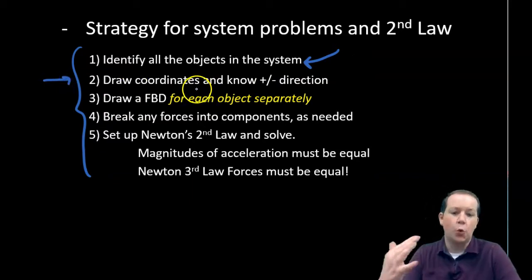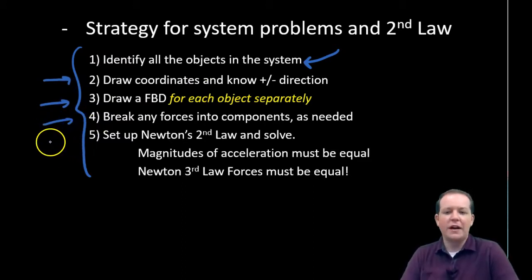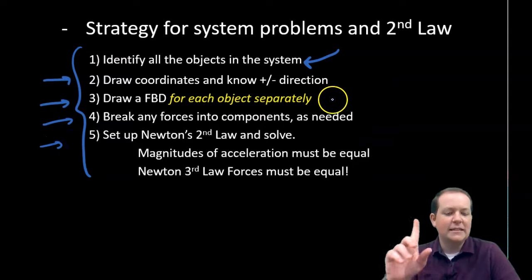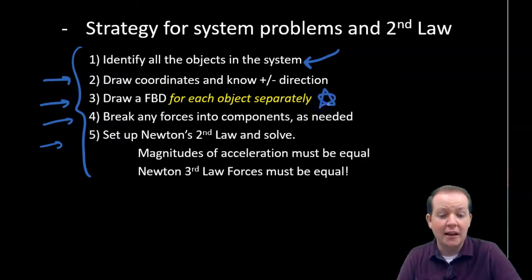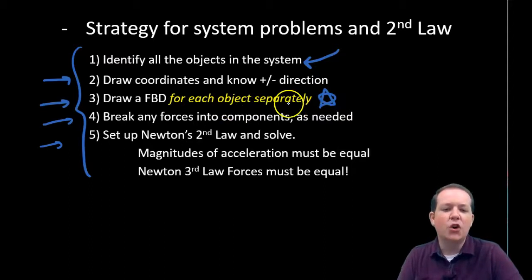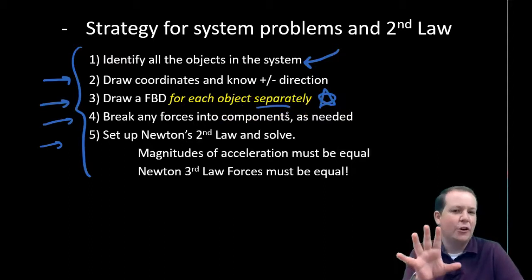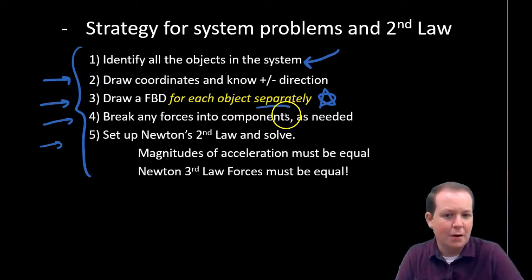We're going to draw some coordinate systems. We're going to draw some free body diagrams. We're going to break things down into components. We're going to set up Newton's second law. But what I have here in yellow, and what we're going to start our strategy as, is to focus on each object separately and think of them individually in our setup. This will make sense in our practice problems.